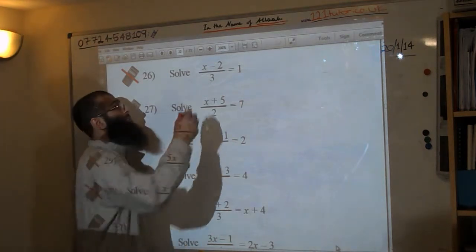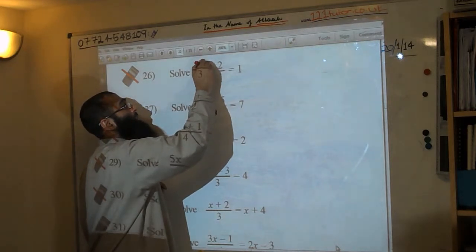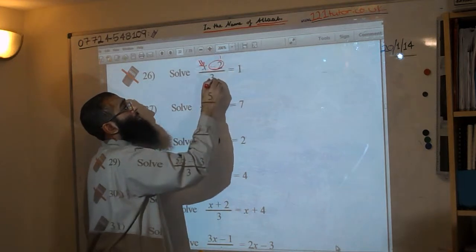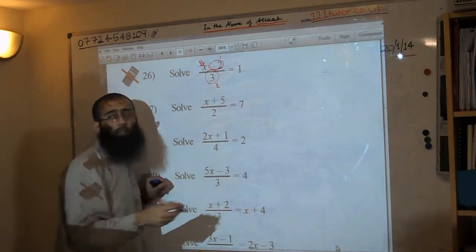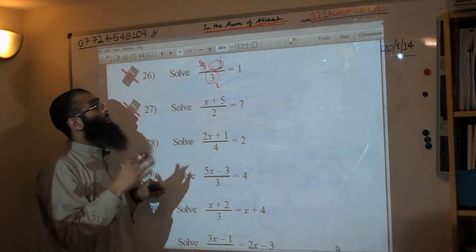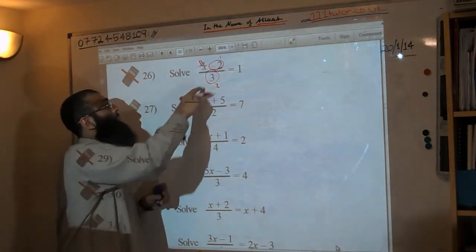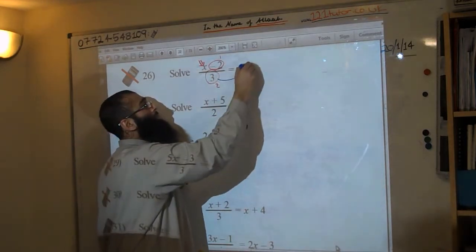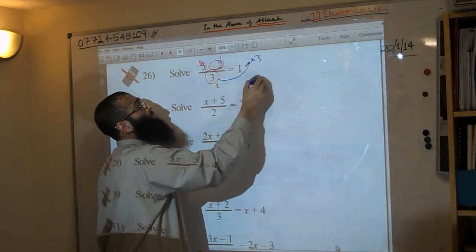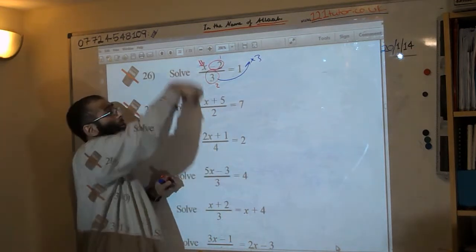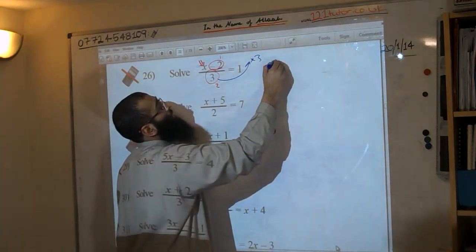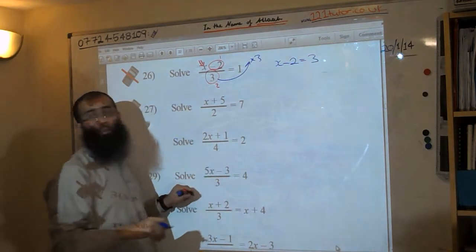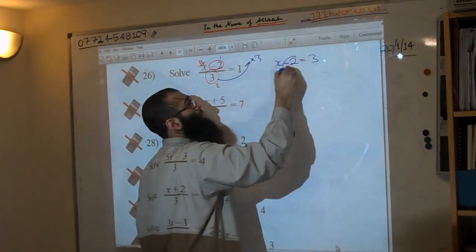The original technique says we start at the x, what we're trying to make the subject, solving it. We look at the first action and then the second action. First action is minus 2. The second action is plus 2? No, divide by 3. So what we have to do first of all is move the last action first. The opposite of divide by 3 is times by 3. So we now have x minus 2 is equal to 3. And then we move the minus 2 over.